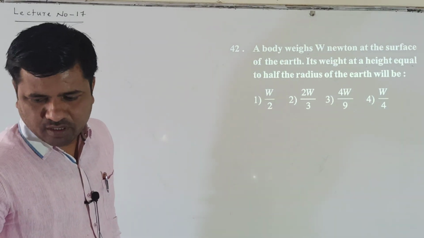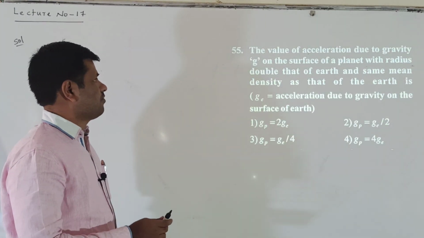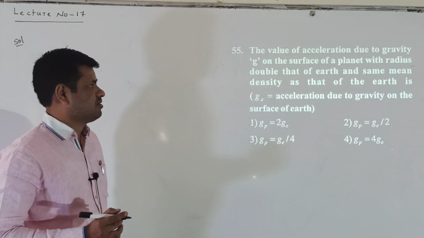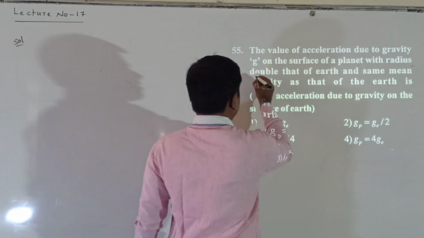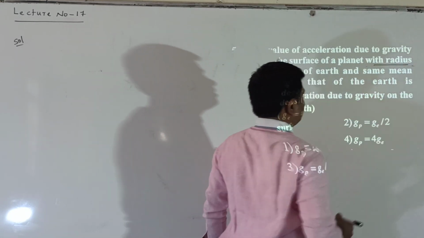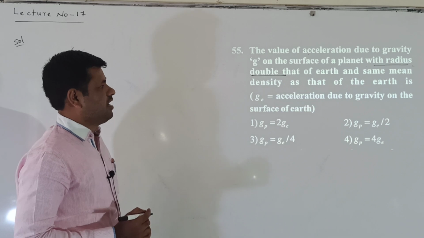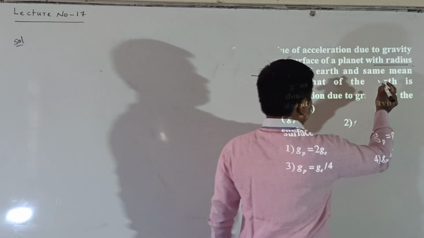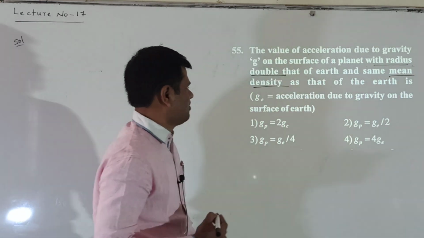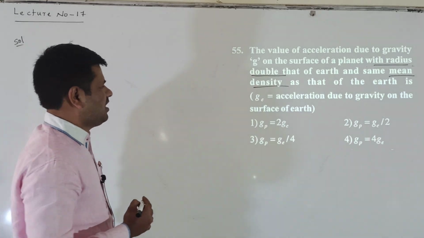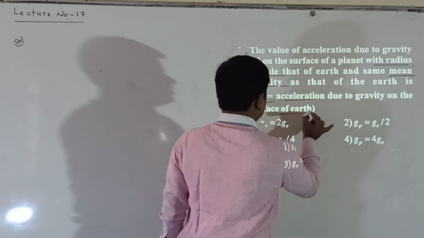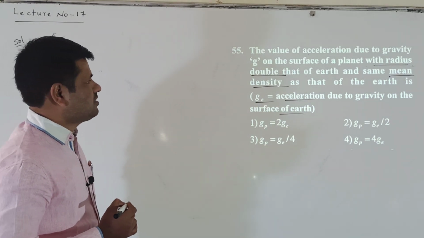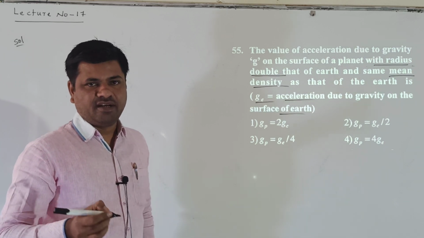Next I am going to question number 55. The value of acceleration due to gravity g on the surface of a planet with radius double that of the earth and the same mean density as that of the earth. Mean density is the same, average density is the same. G is the acceleration due to gravity on the surface of the earth. Means on the surface of the planet we have to find here.